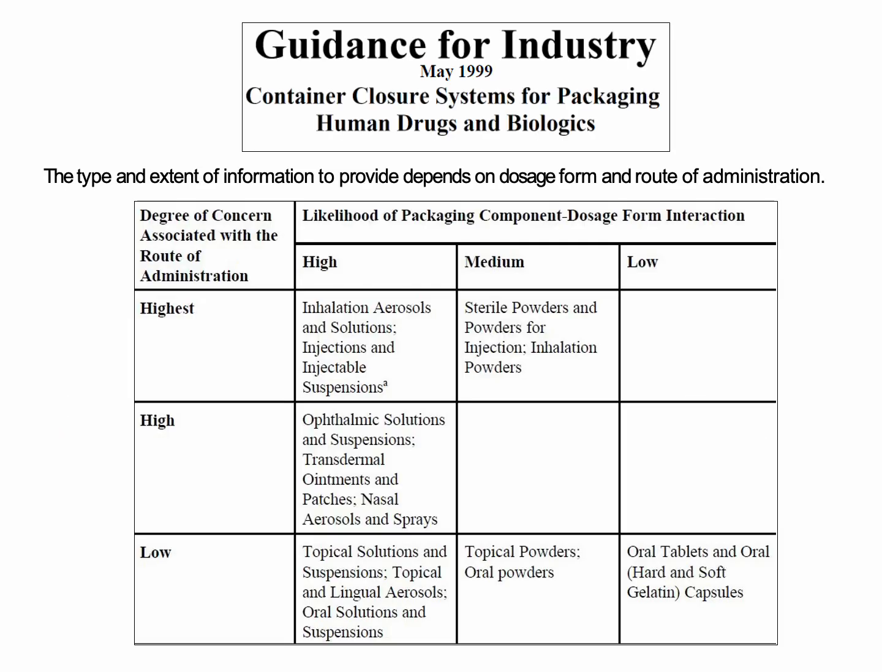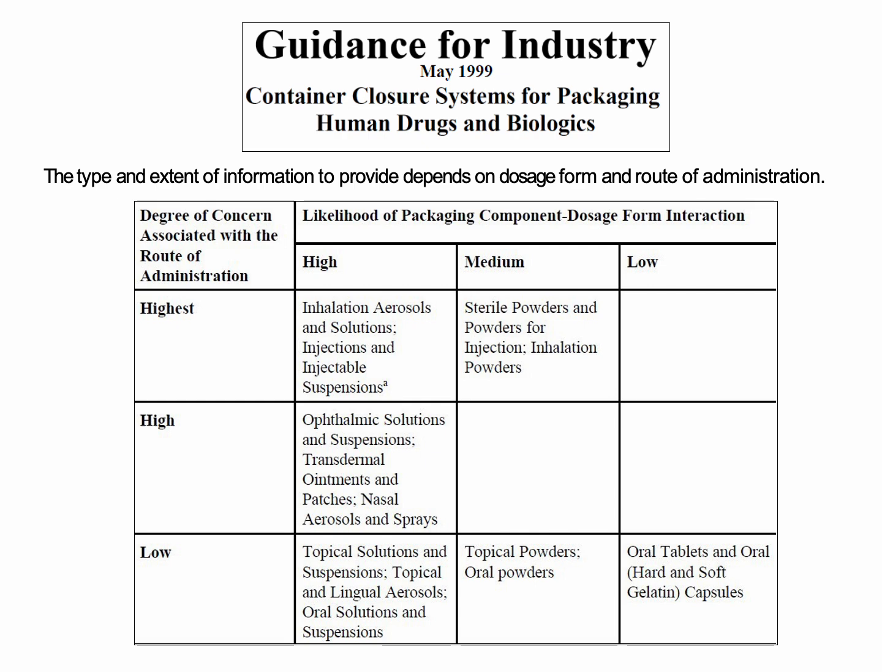Now let's talk about the container closure attributes. Now here in this guidance, we are able to see again the type and extent of information to provide depending on dosage form and route of administration. So here we can see on the first column the degree of concern associated with the route of administration. So we have the highest, high, and low.